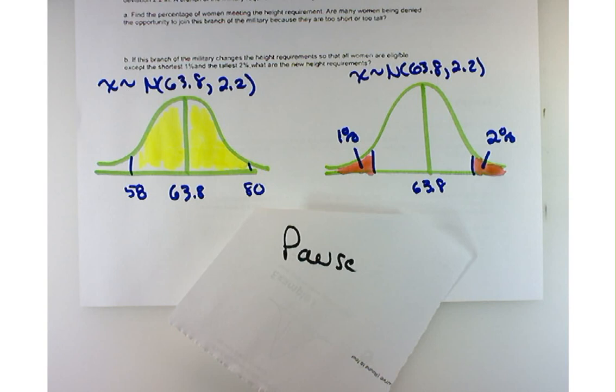Now we could approach it a different way. You have the area, and you're trying to find the x value. So what command would you use for that? Yeah, NormInv. You want to use NormInv with 1% on the left tail. Here, how much is in the left tail? 2% is in the right tail. How much is in the left tail?